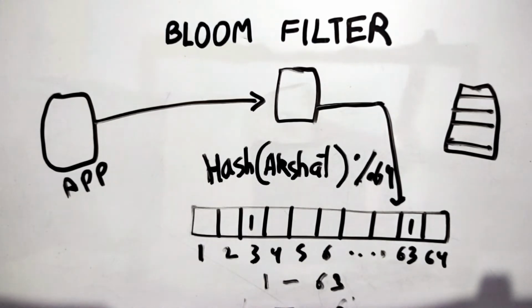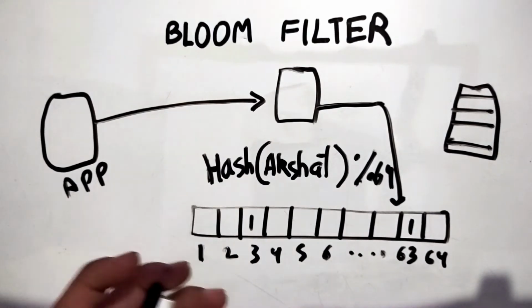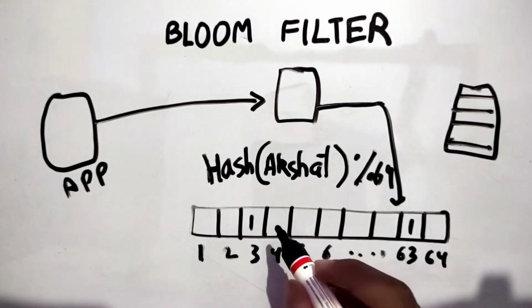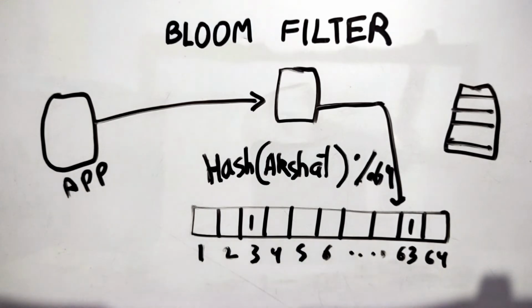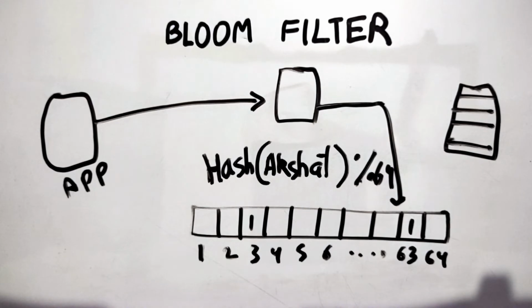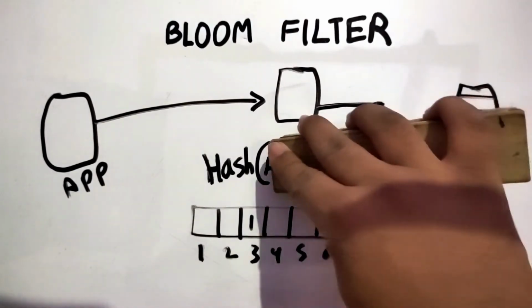So when the value is between 1 to 63, let's say the hash of Akshat generates a value 4. Then we check the fourth value of this Bloom filter and we see that it is empty. If the Bloom filter value is empty, we can be 100% sure that this username does not exist in the database.